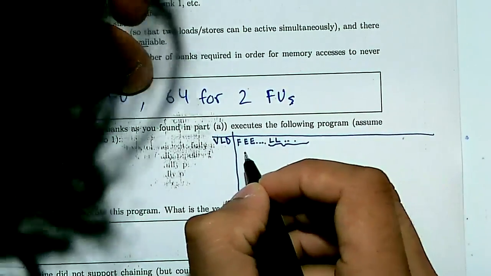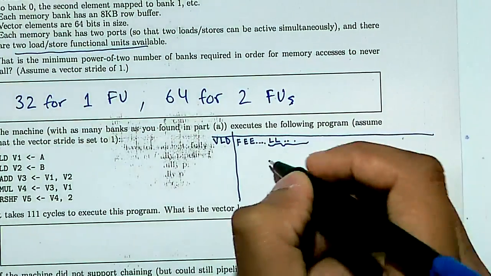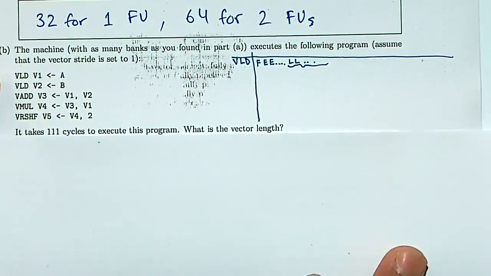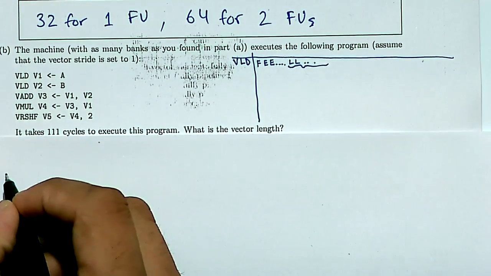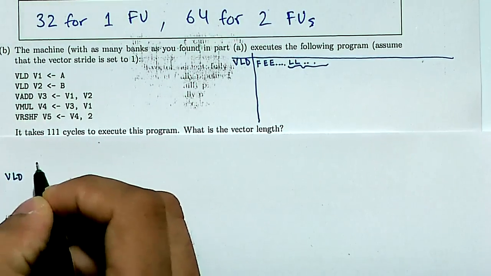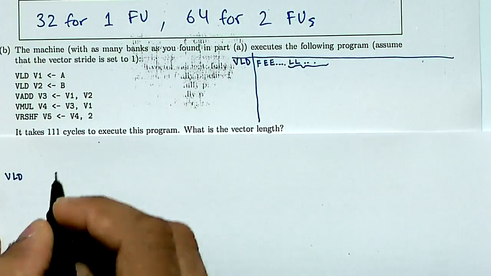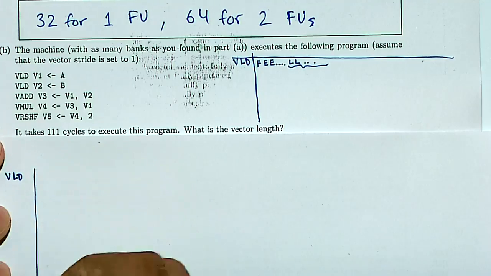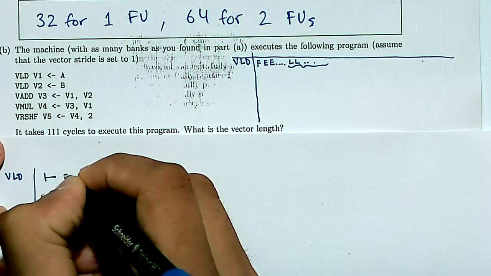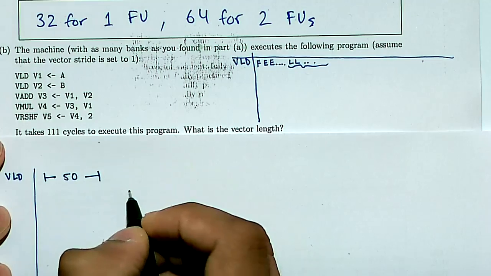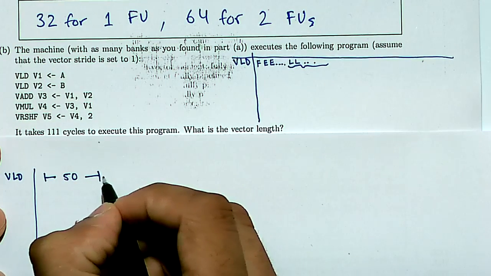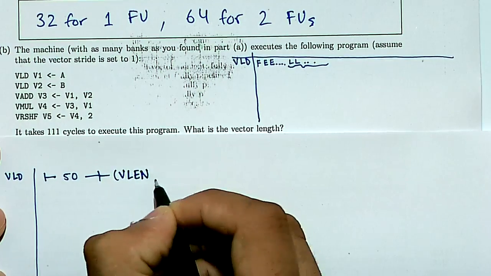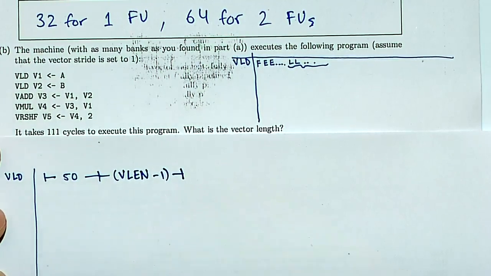So let's draw it on there. Maybe we just draw it like this. We're going to have the vector load, and then the fetch here, which is like 50 instructions for the latency originally. And then we're going to have a latency of vector length minus 1 until this one finishes, right?